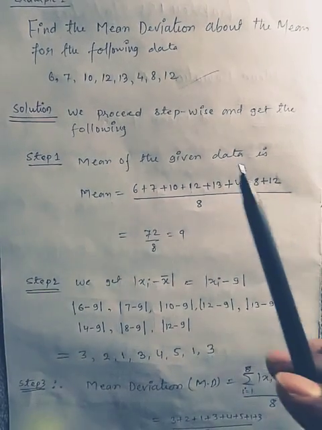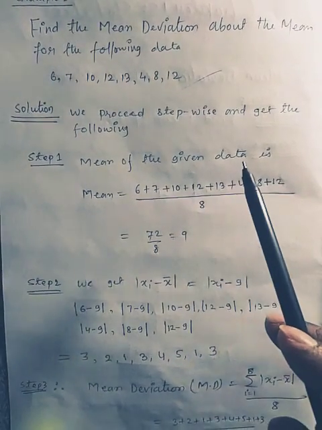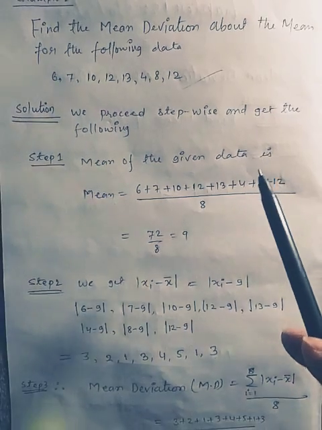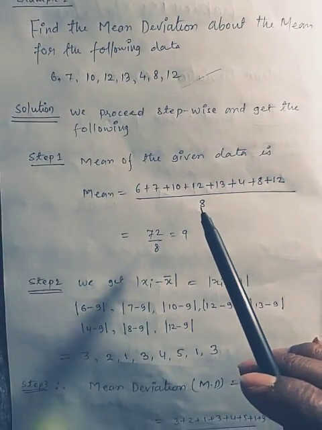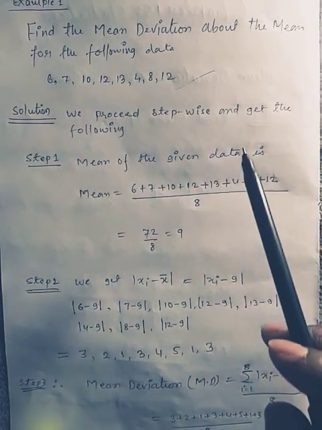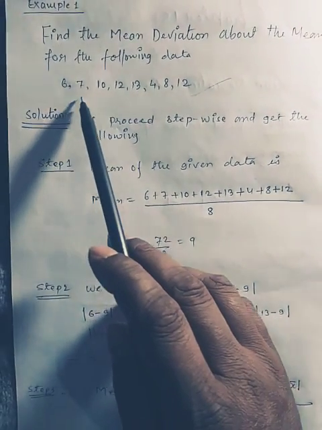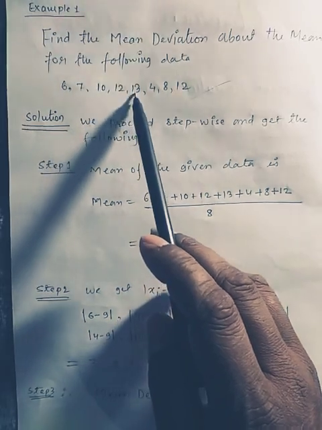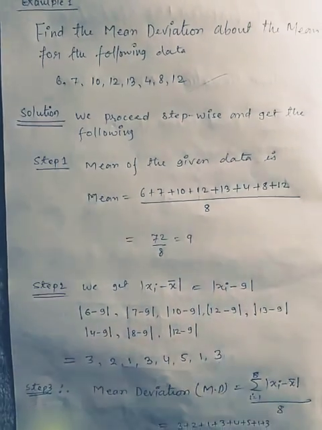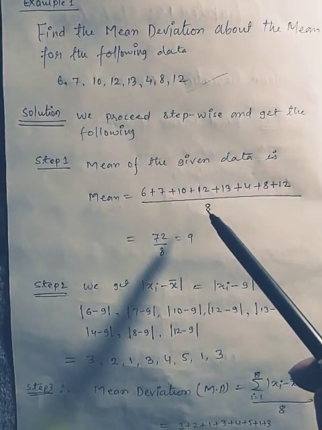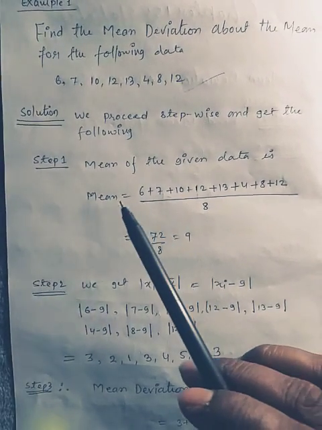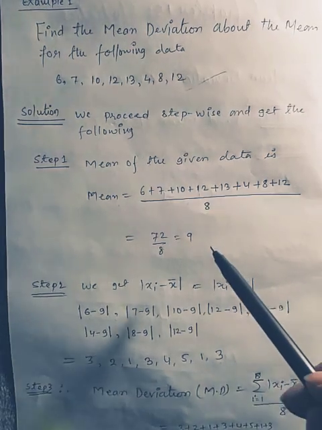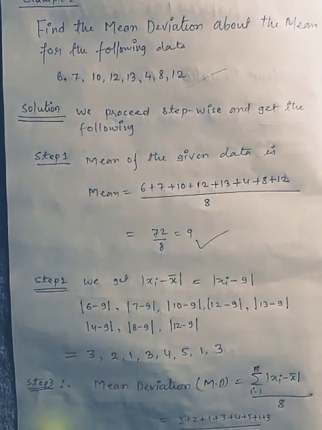Step 1, mean of the given data. We know that mean is the sum of all observations by number of observations. Here number of observations is 8 and their sum is 72. After simplifying, mean we get 9.